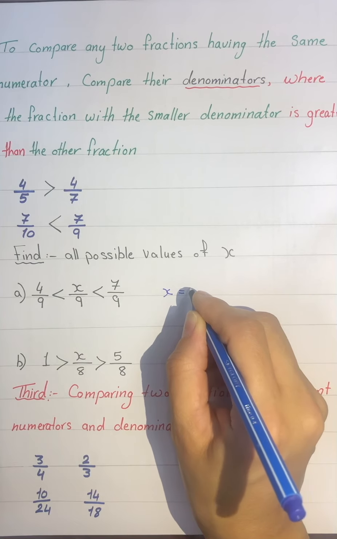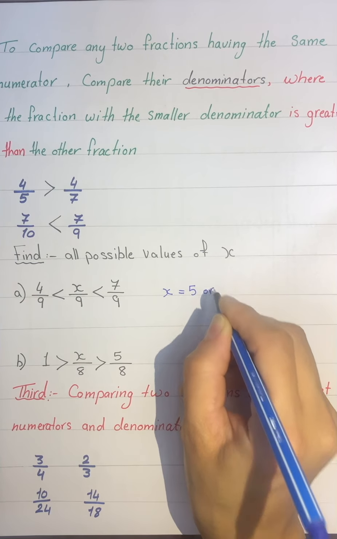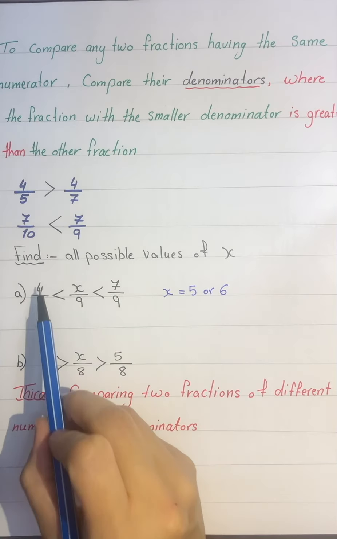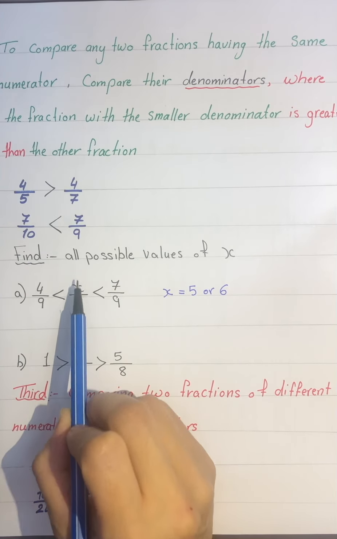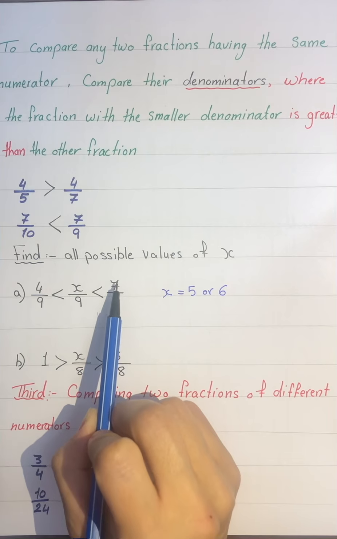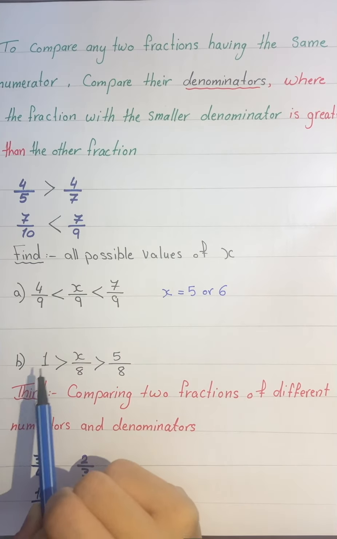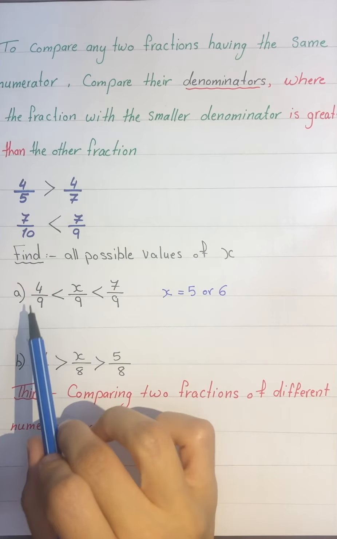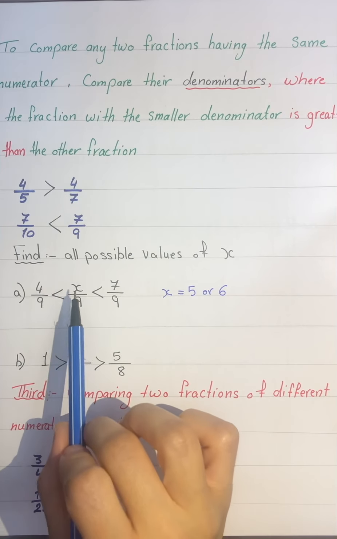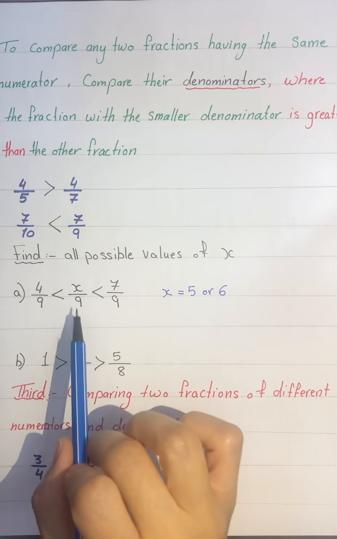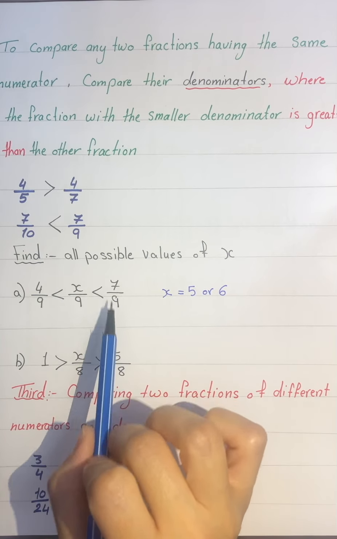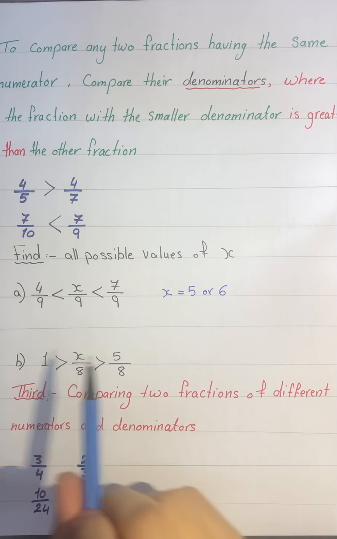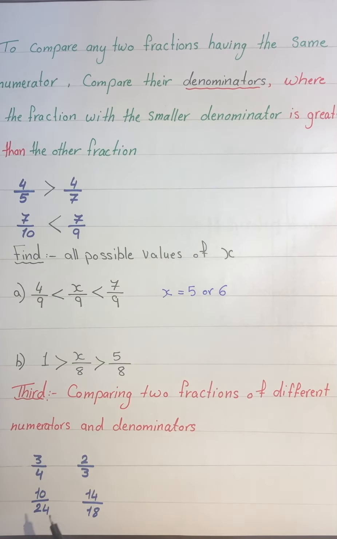It means x equals 5 or 6. If I put 5 here, 4 over 9 is less than 5 over 9, less than 7 over 9. If I put x as 6, 4 over 9 is less than 6 over 9, and 6 over 9 is less than 7 over 9. Right. x will be 5 or 6.